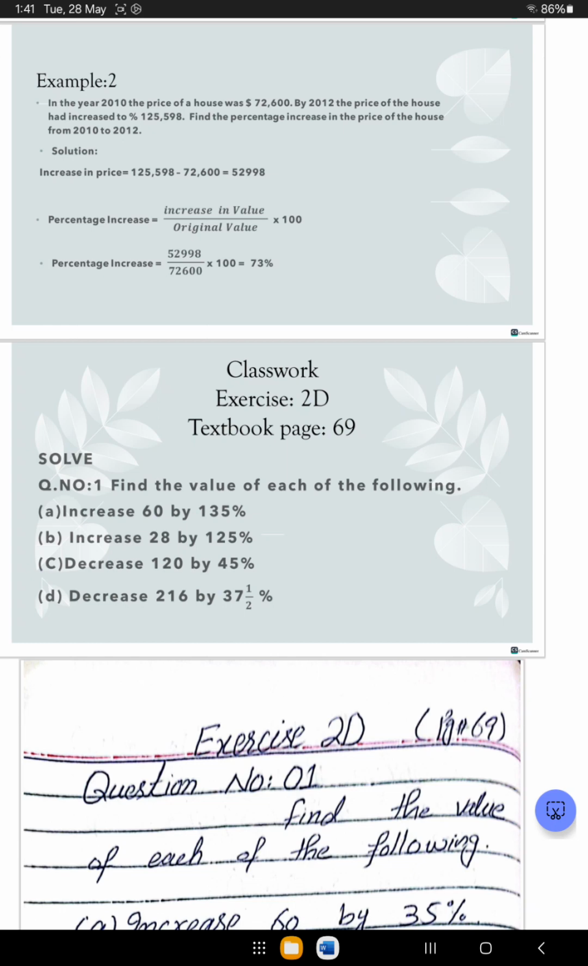Classwork exercise 2D, textbook page number 69. Question number 1. Solve. Find the value of each of the following. Question number 1, part A.